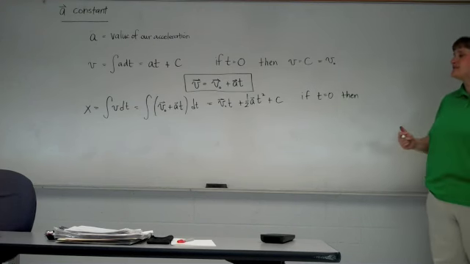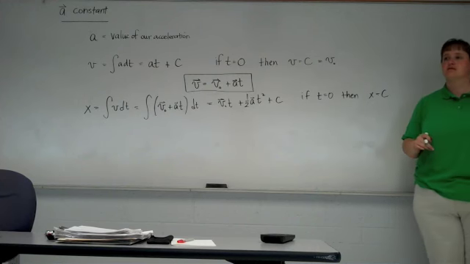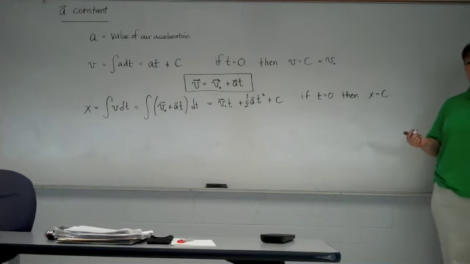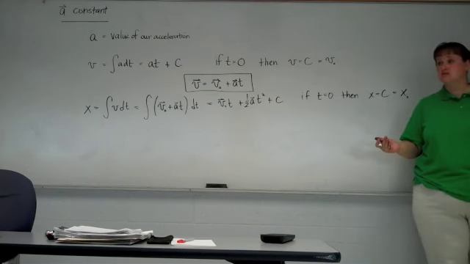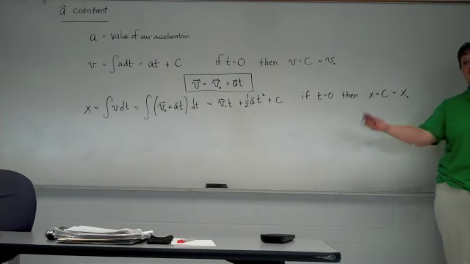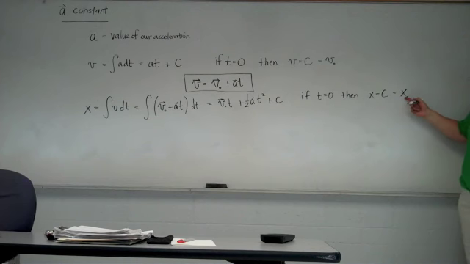Again looking at it, if t is equal to 0, then x equals c. So that means this constant of integration represents the initial position. Where was your object initially? Now, it could be at its origin, but it may be to the right of the origin, it may be to the left of the origin. We just need to know where it was.